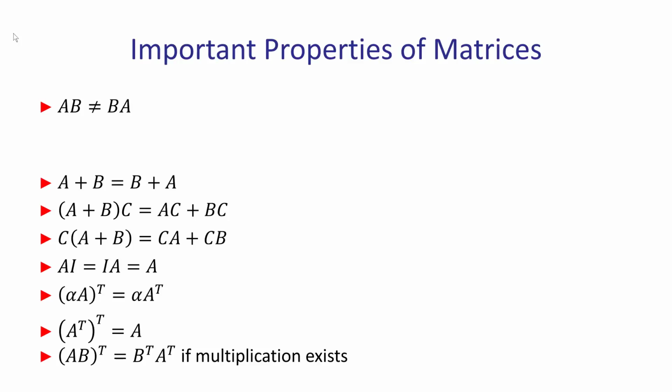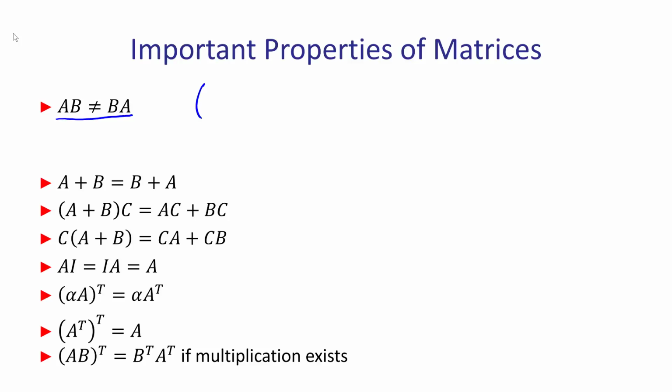There are multiple important properties of matrices that you need to know when working with them, but the most important property is that multiplication of A by B is not always the same as multiplication of B by A. This is the most important property that you always need to remember. So it's generally not true that AB equals BA. So let's see some simple example for that.